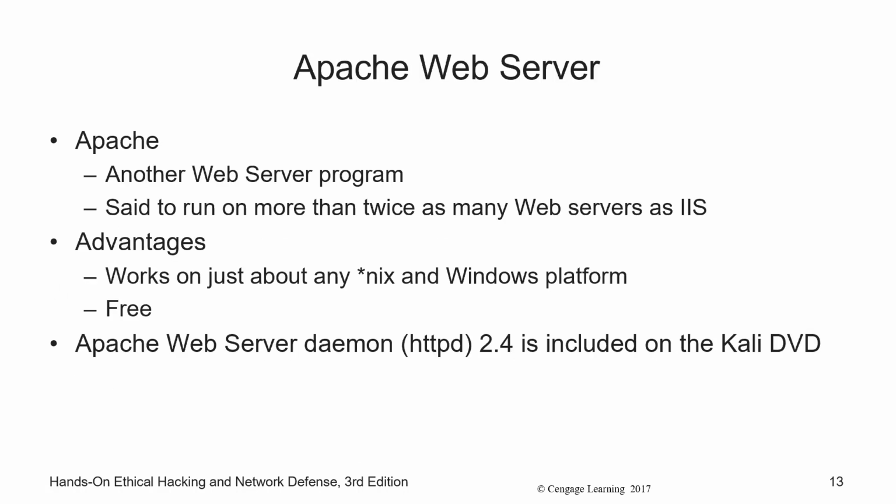Apache Web Server. Another version of server software. So again, Apache Web Server isn't the programming language, but it's the daemon. It's the web server program that's used probably the most widely on the internet. IIS is next. It works pretty much everywhere and everything.